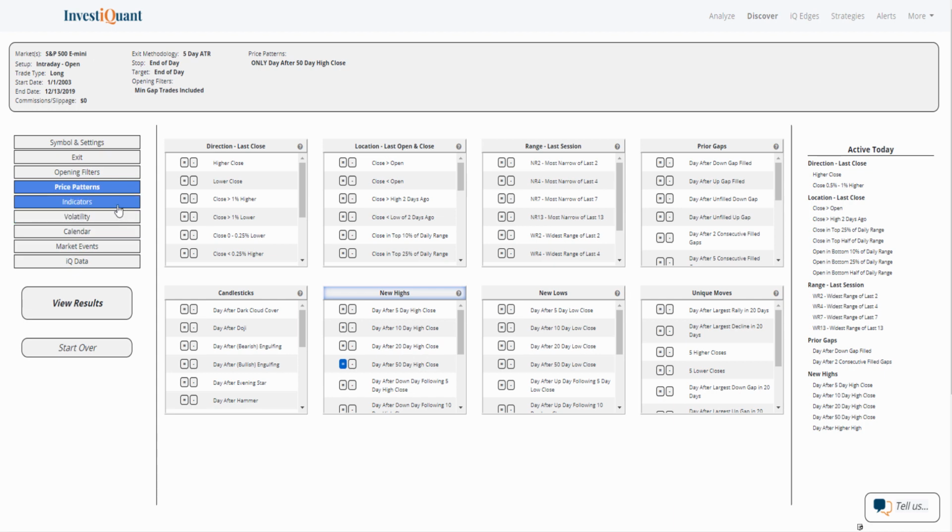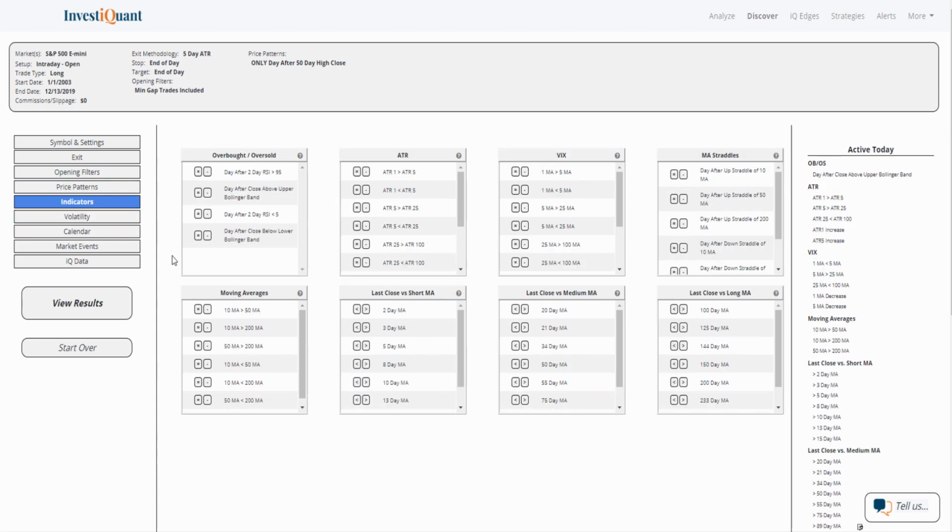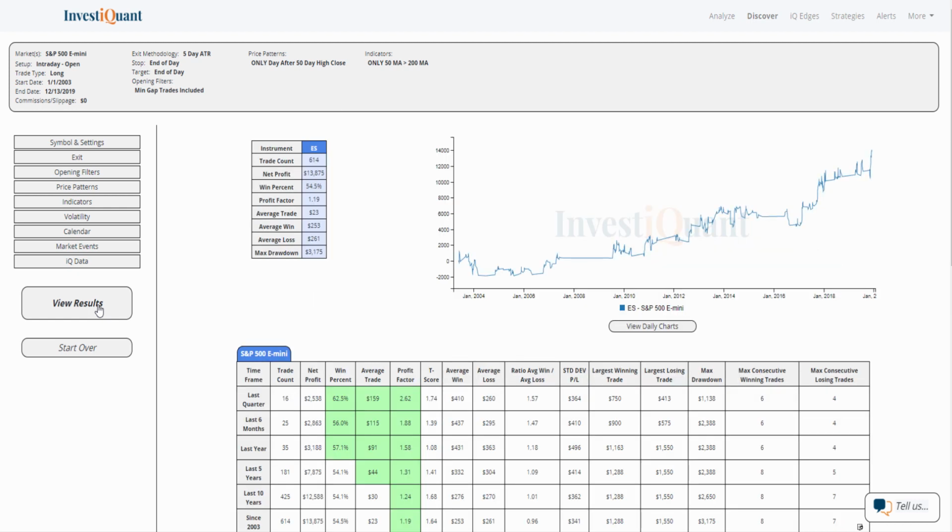And one other thing I want to add to this is I just want to make sure that 50-day high close is happening in a bull market. So I'm going to add that the 50-day moving average is above the 200-day moving average by clicking equals. And once that is selected, it shows up in the header, and we have our test set up.